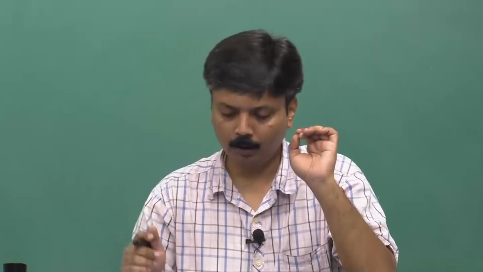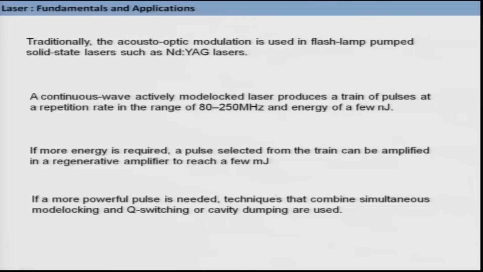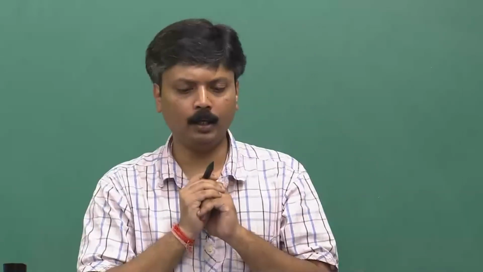If you want to even further increase the power, you can combine Q switching or cavity dumping with this mode locked laser, and this cavity dumping or Q switching can give high power. So, if you combine a mode locked laser with a Q switching and cavity dumping technique, you can end up getting higher energy output. So, we will stop here today, and in the following class we will start learning about other types of mode locking procedures.